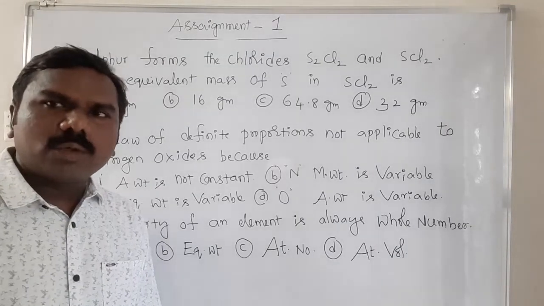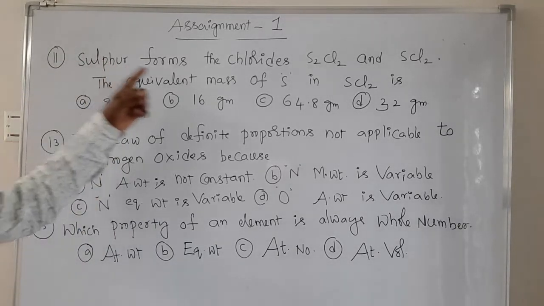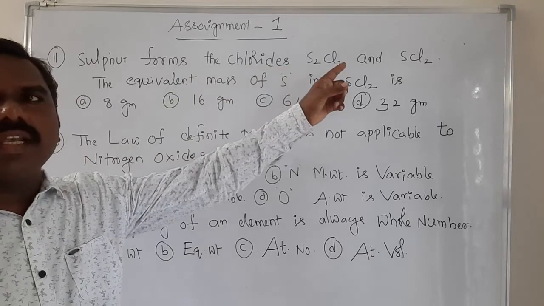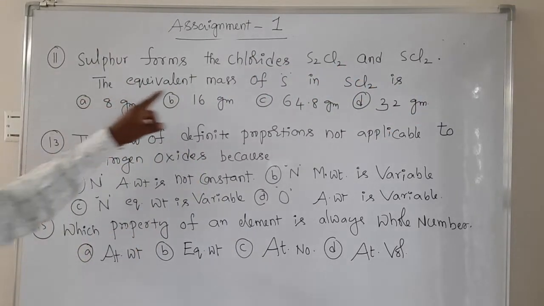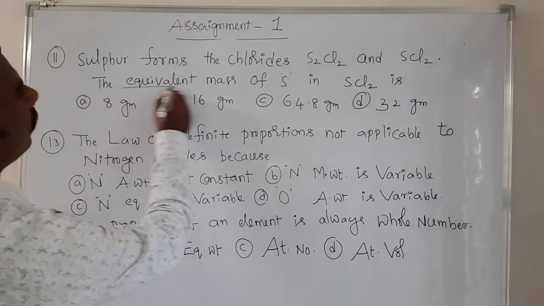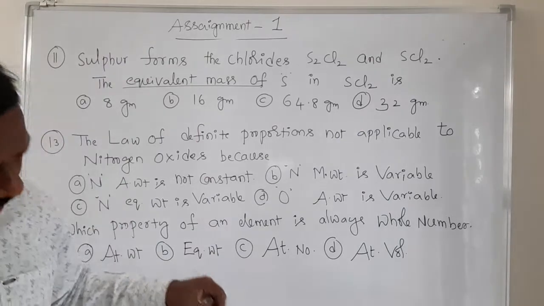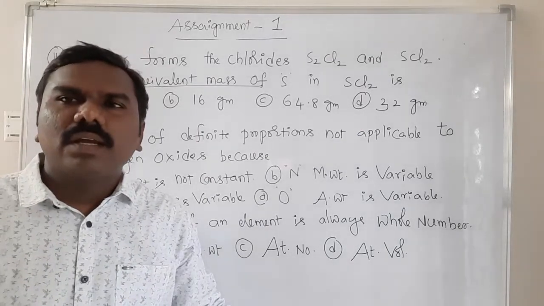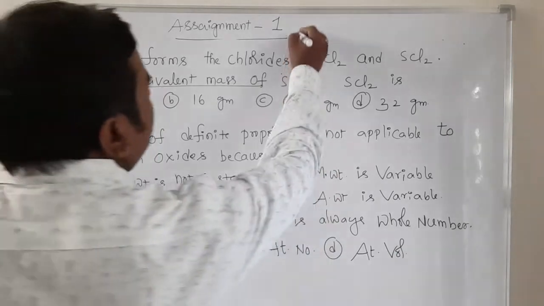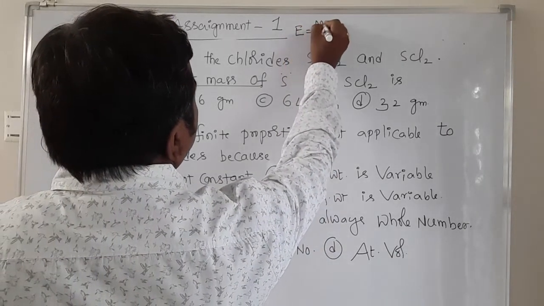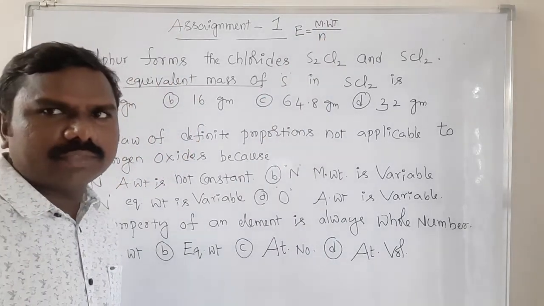Okay students, we'll move to the next one. The next bit, 11th bit. Sulfur forms the chlorides S2Cl2 and SCl2. The equivalent mass of sulfur in SCl2. Equivalent mass formula is molecular mass by N factor. We know already, equivalent mass formula is molecular weight by N factor. That is the formula, right?